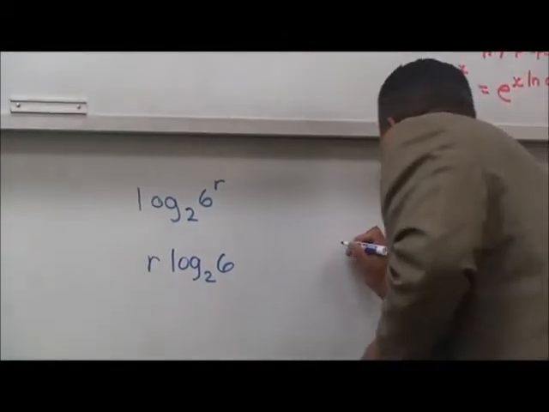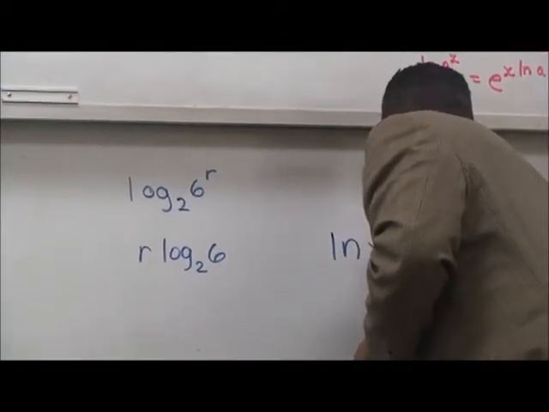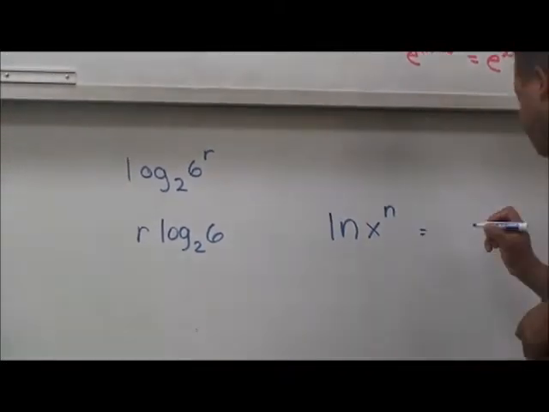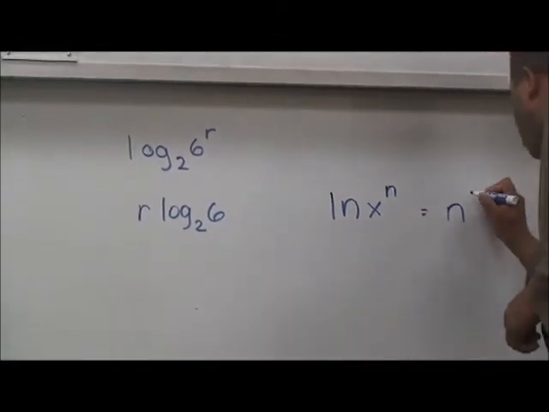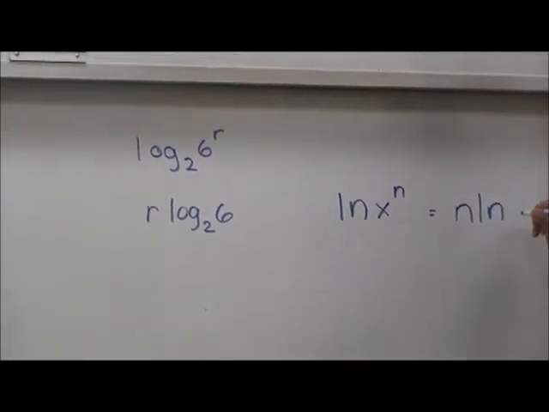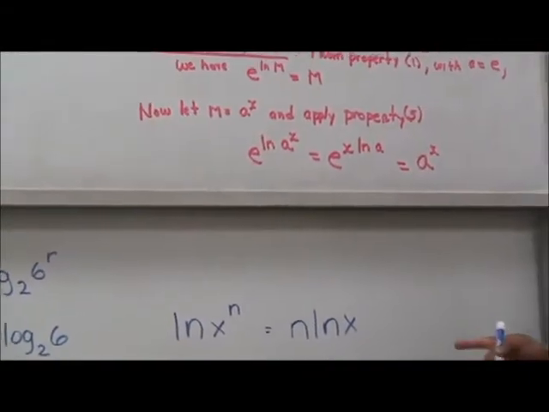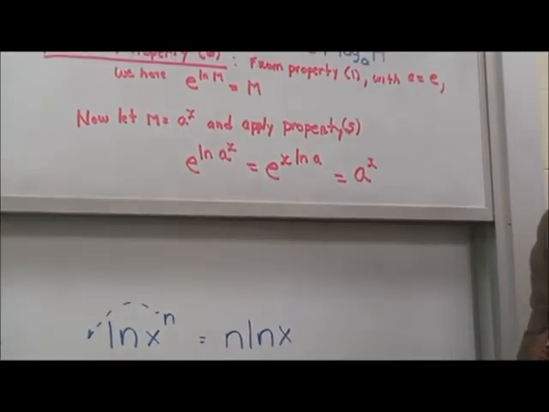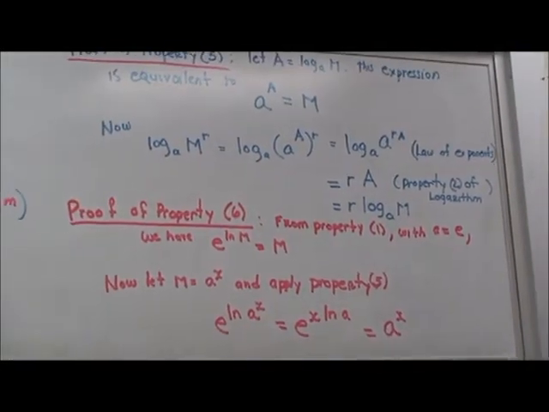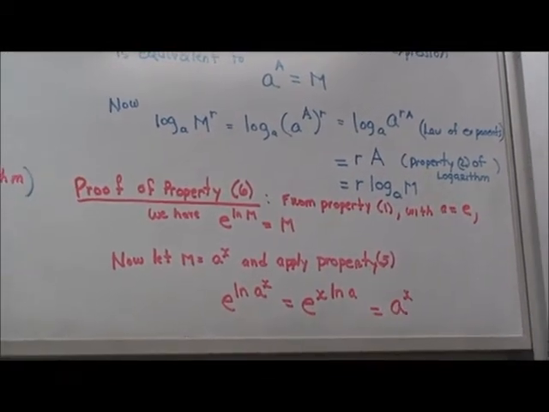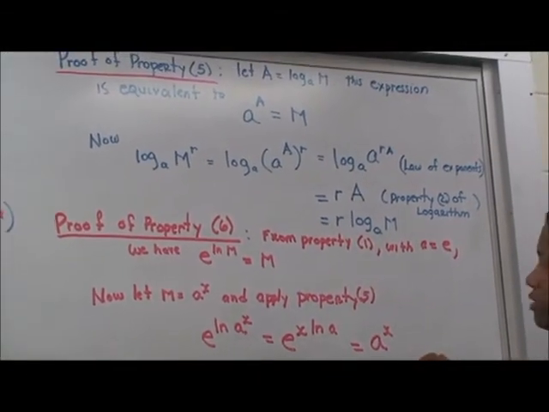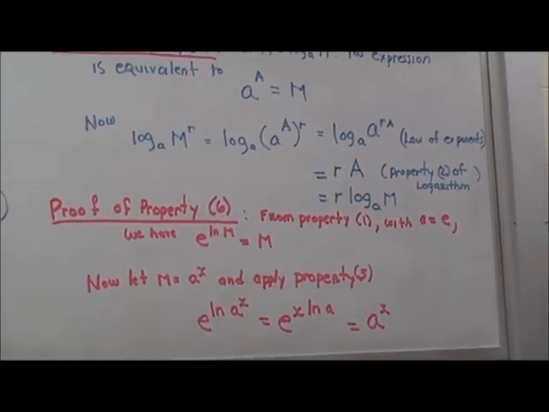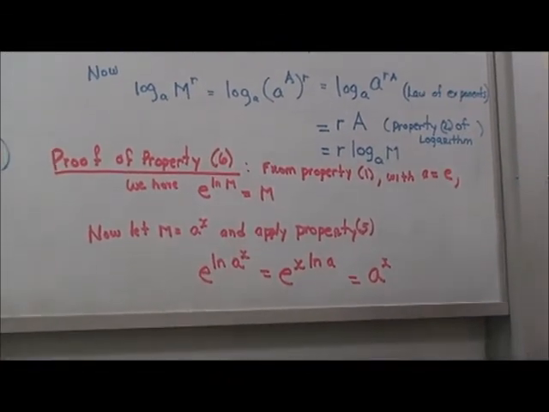Also, if you had the natural log of x raised to the n, and you want to simplify this expression, it will be n times the natural log of x. See? So this is how this has to be. The exponent has to go out front, satisfying property 5 of the properties of logarithms. So that's very, very important. So seeing that this now is r times the logarithm base a of m.